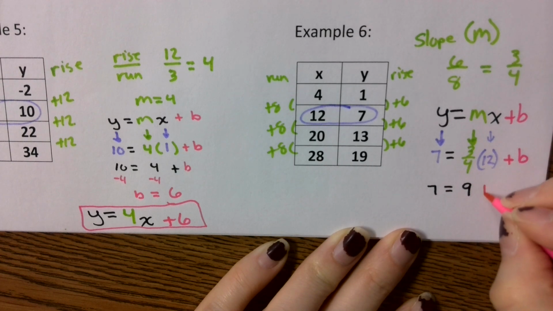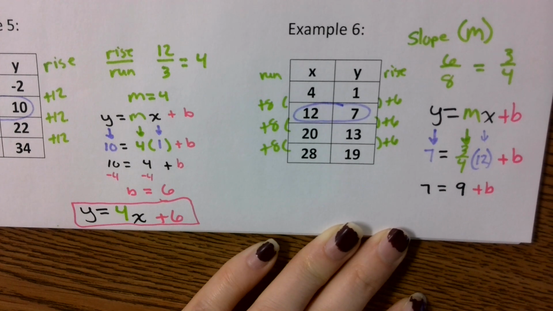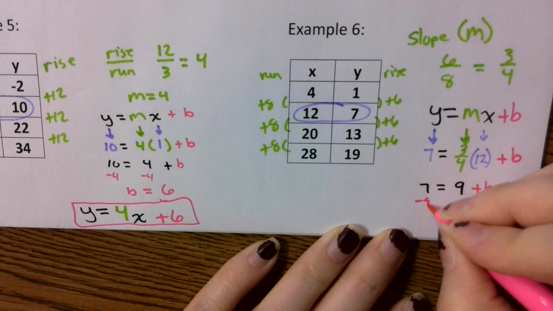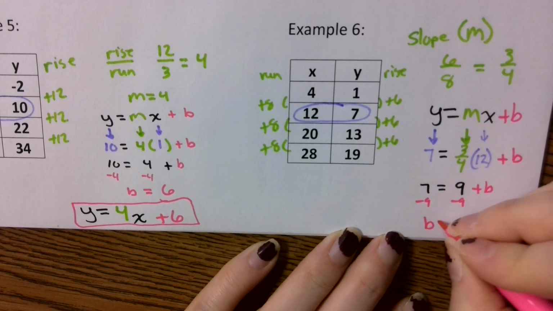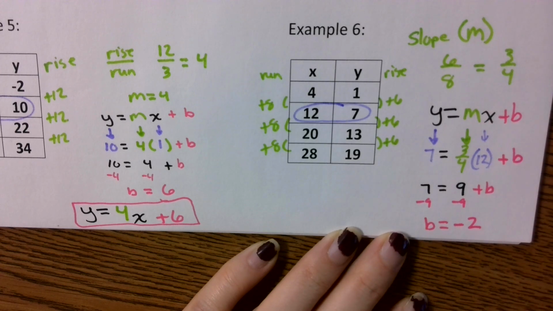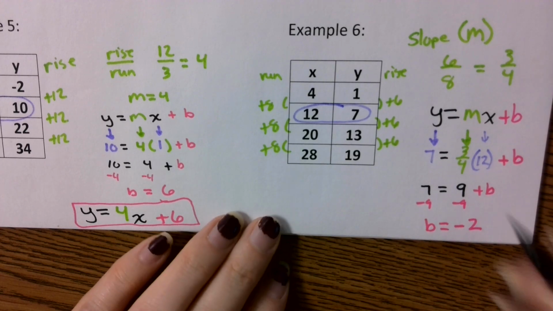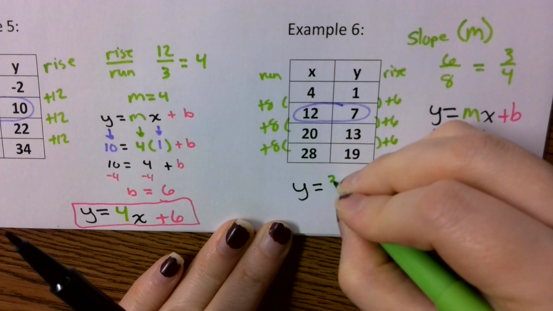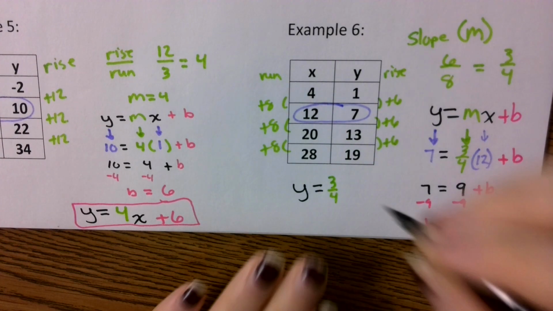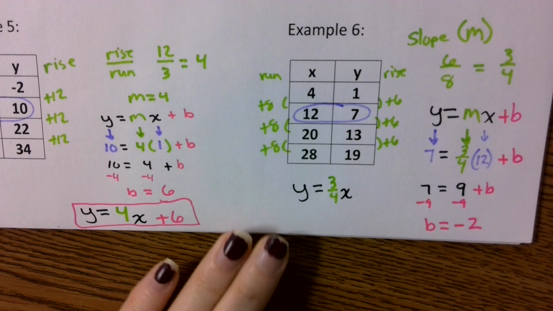Now what? Subtract 9 from both sides. And what do we get? The -2. Okay, so then we substitute it back in. We're going to get y is equal to 3/4 x minus 2.